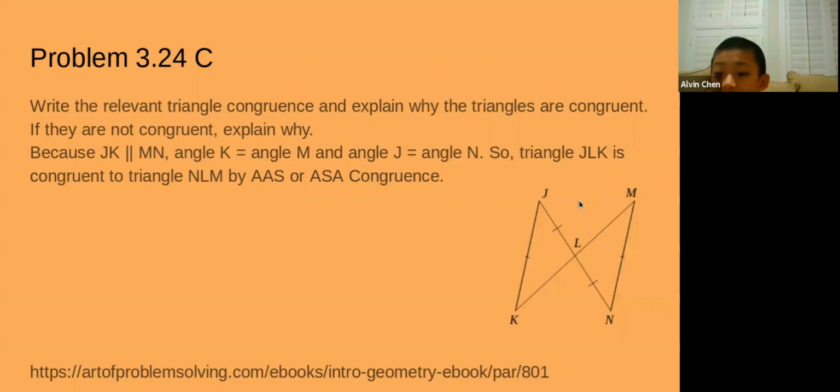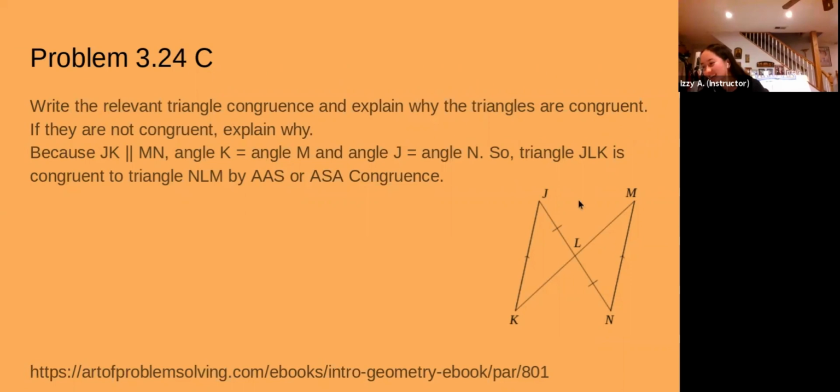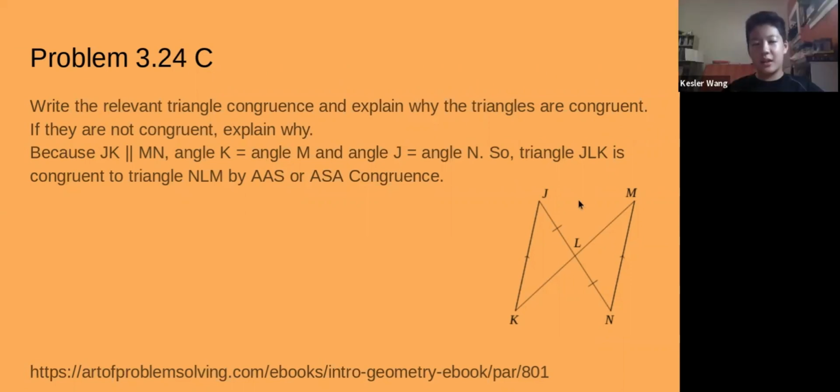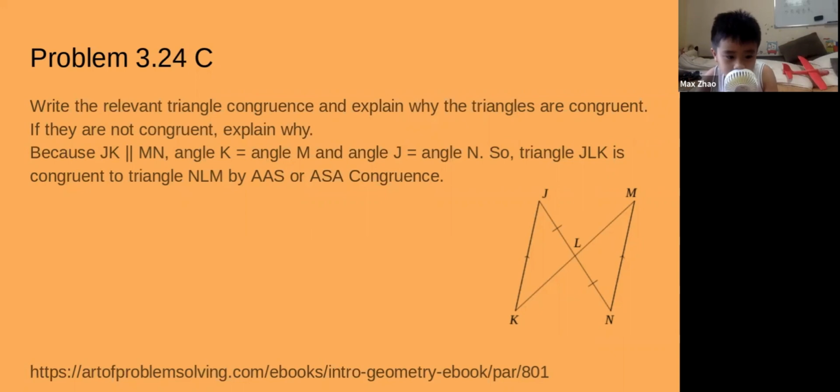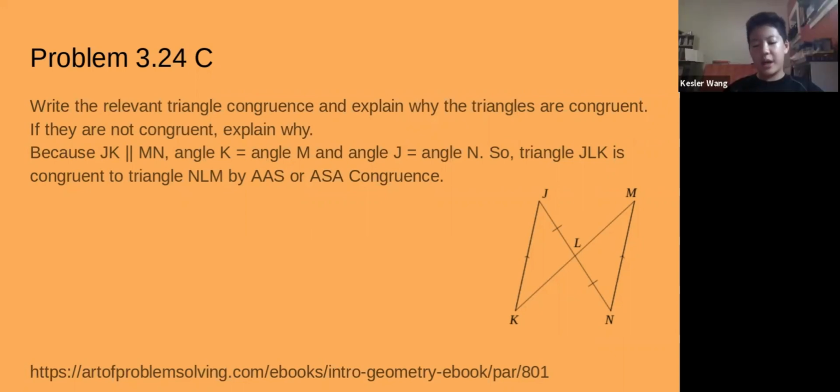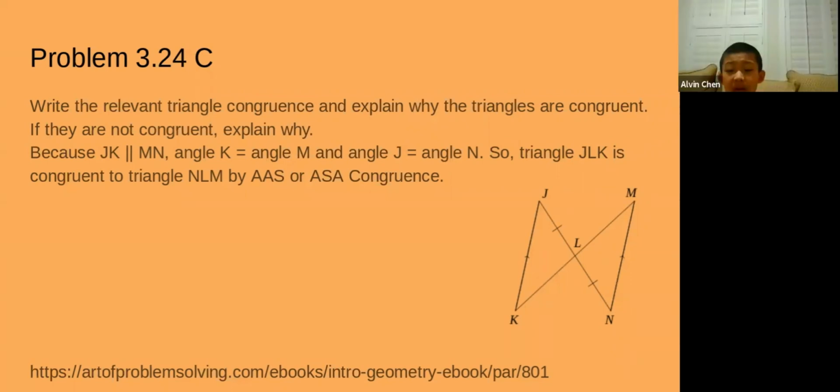Because I think he thought that JK and MN were equal. I never thought they were equal. I was just thinking that they did not list any angles or sides. They only listed one side. I know they were parallel. Okay. But because they're parallel doesn't mean they're the same size. Now if they're parallel, then angle J equals angle N and angle K equals angle M, and then it says that JL equals NL, so it's AAS. Okay.